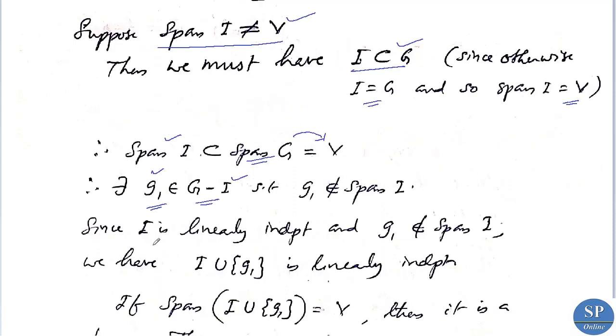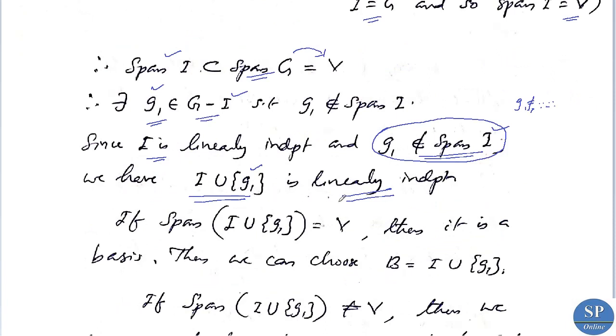Since I is linearly independent, and g1 does not belong to span I, we can say that I union g1 is linearly independent, because g1 not belonging to span I means that g1 cannot be expressed as a linear combination of elements of I. That is, g1 is linearly independent with the elements of I. If g1 belonged to span I, then g1 could be expressed as a linear combination of elements of I, and in that case g1 and the elements of I would be linearly dependent. But since g1 does not belong to span I, it cannot be so expressed. Therefore, I union the set g1 is linearly independent.